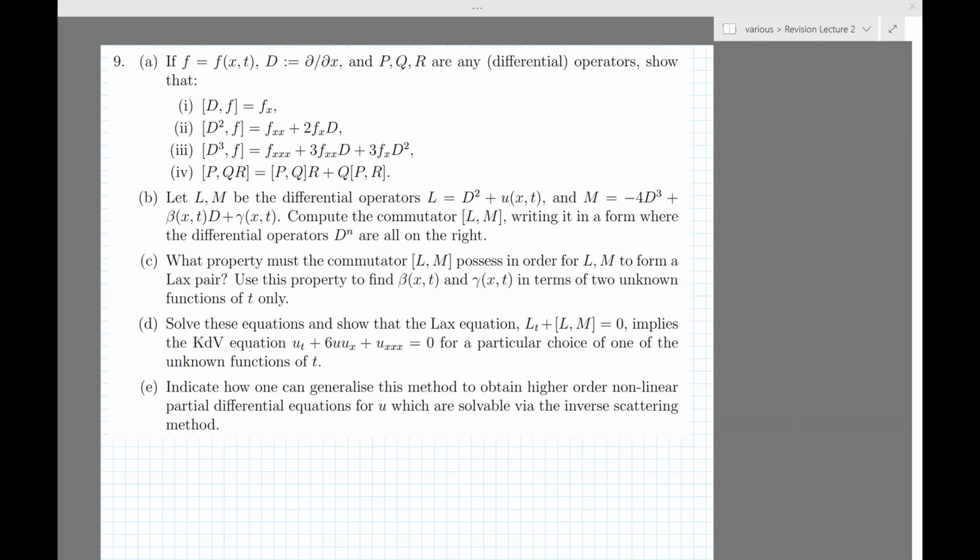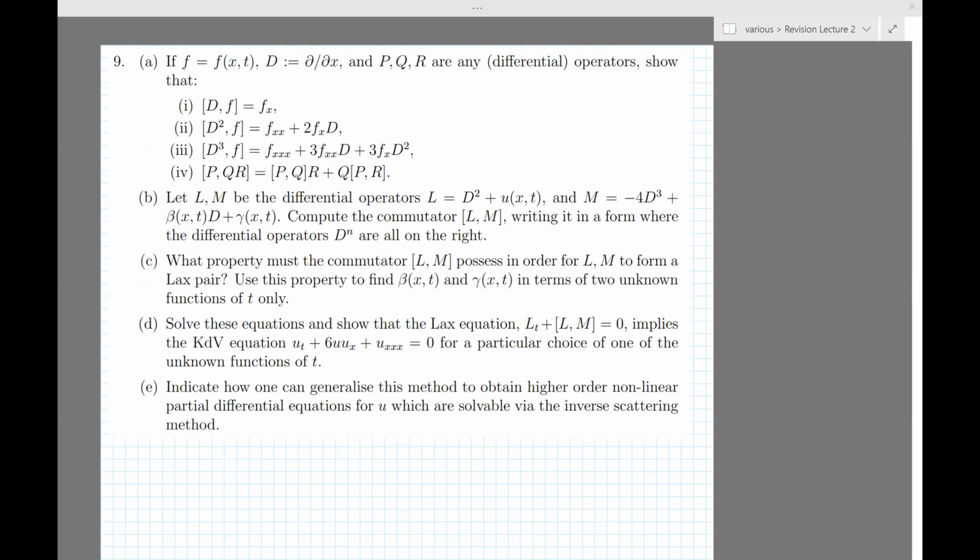Next, we're going to solve question 9 from the May 2018 paper. This is a question about the Lax formalism for partial differential equations of KdV type. As you can see, it consists of various parts, so we'll start with part A.